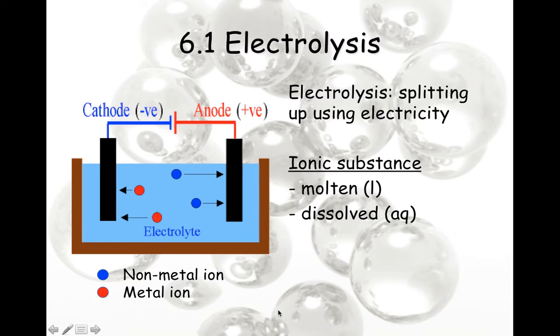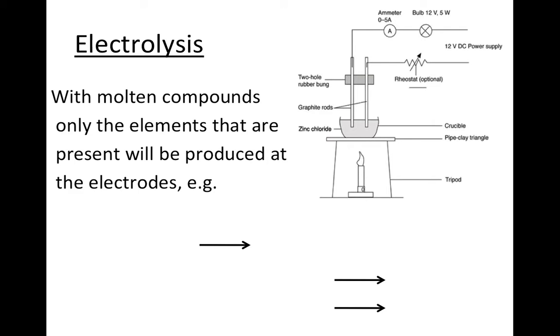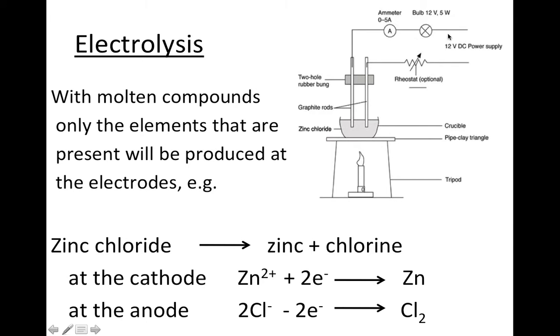And we have to get used to symbols. If it's a little L, molten, it means we don't have to worry about water, it's been melted. If it's an electrolyte that's been dissolved, then it has aq, dissolved in water. So we have to get in the habit of looking at things and figuring out, hey, what reaction are we going to get?